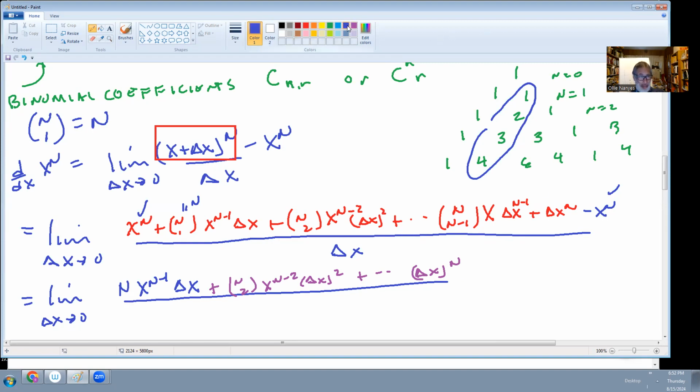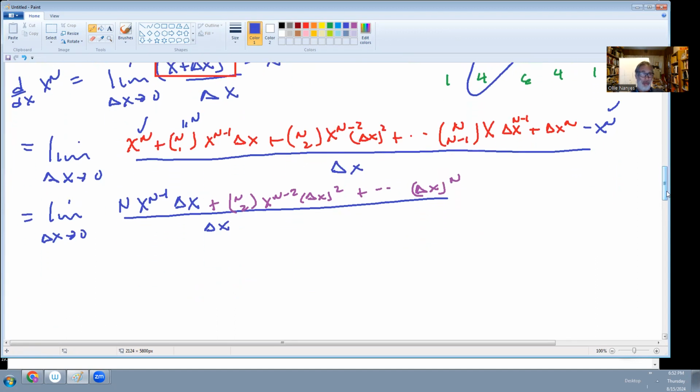Now, we still have this delta x in the denominator. What we want to do is multiplicative. Let's factor out a delta x. Let's do it that way first, so it becomes clear. So let's factor out these delta x's that appear everywhere.